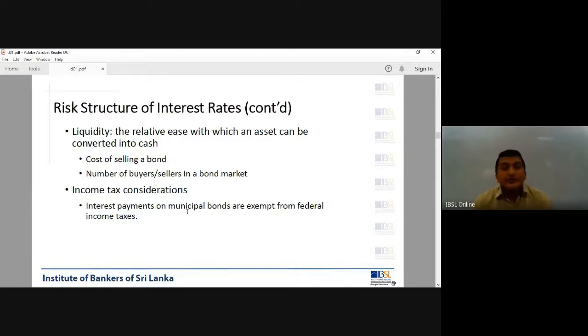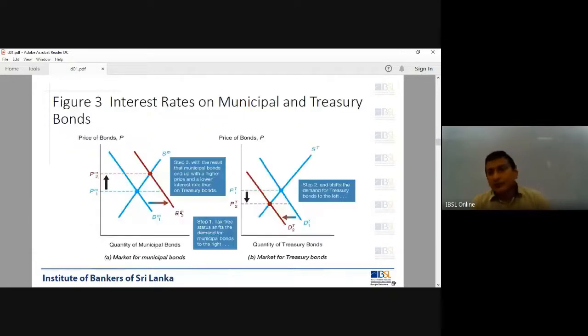Okay, so these are the things that are very important for you to understand in this section, for you to differentiate why bonds differ in interest rates although their maturity is the same. Okay, so we were discussing municipal bonds and treasury bonds in the case of the US. So you see these charts here, bond supply and bond demand charts.